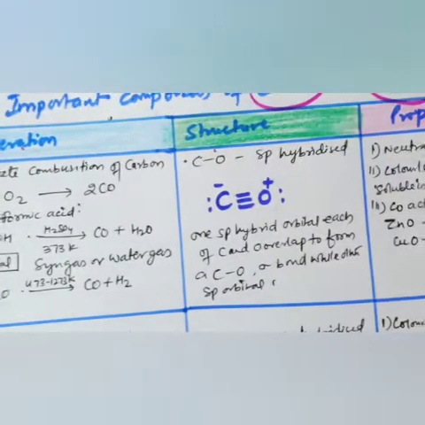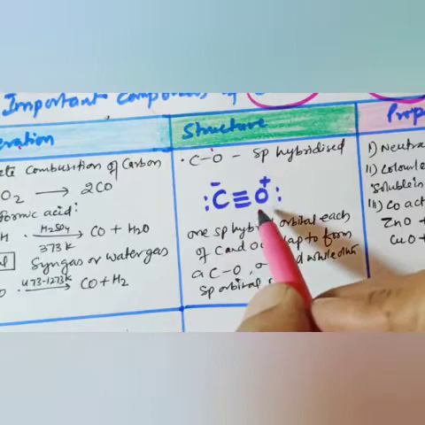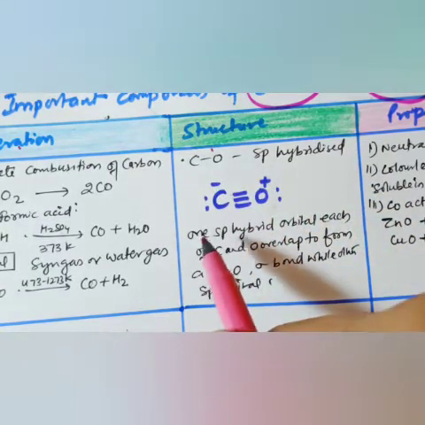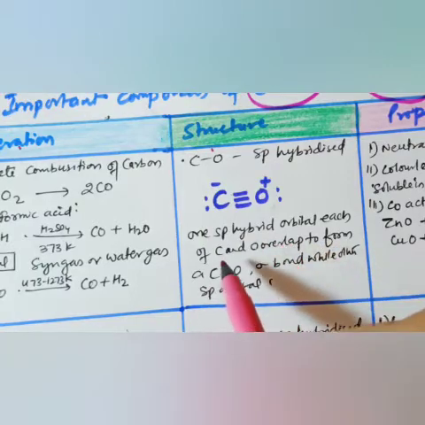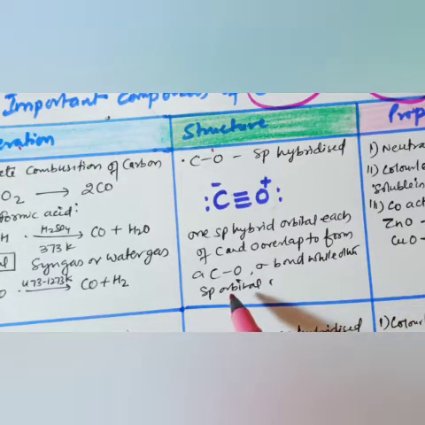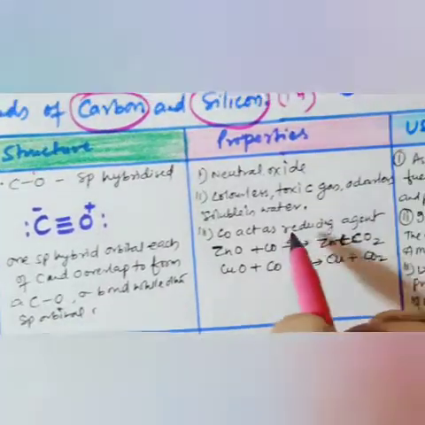If we talk about the structure, it is carbon triple bond oxygen, where carbon and oxygen have sp hybridization. One sp hybrid orbital each of carbon and oxygen overlap to form a carbon-oxygen sigma bond, while the other forms pi bonds.